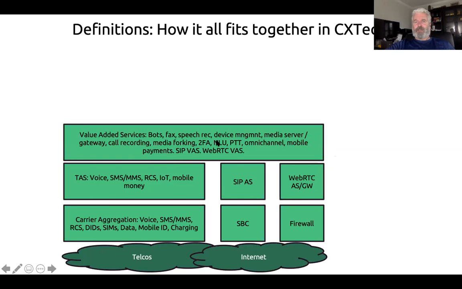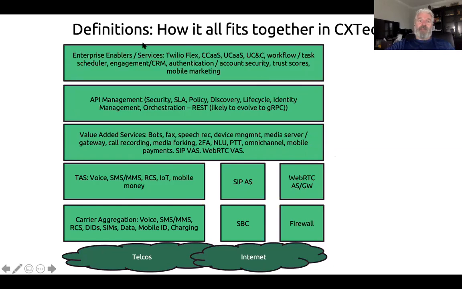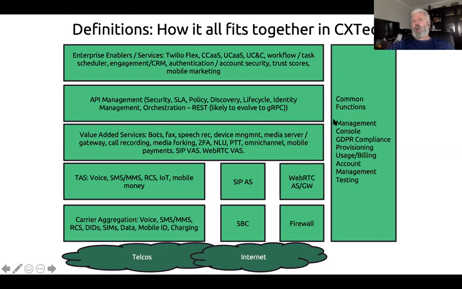On top of that are all the value-added services. So these are the bots, speech rec, media forking, push to talk, mobile payments, SIP value-added services. Then there's API management. If you're going to expose this as an API to either your customers or to the public, if you're a CPaaS provider, then you've got all the enablers. So this is the contact centers, the UC, all the enterprise services that sit on top of that can be provided as a service. But guess what? They are all running on telecom app servers. So this underlies all of the CX tech market. And of course, there's all your common functions, management, billing, all the rest of it. Just included for completeness. So this hopefully helps you understand why these building blocks are fundamental to the CX tech industry.